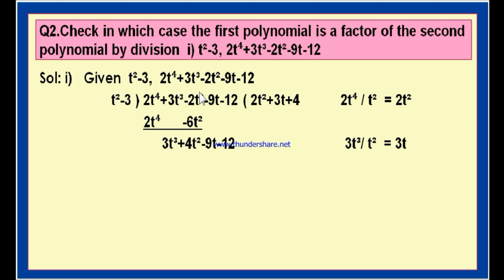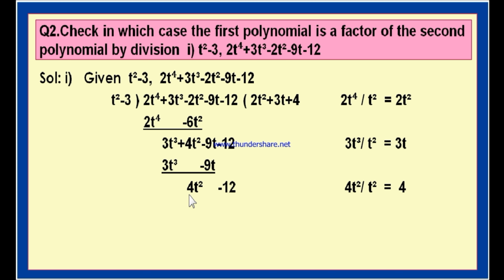3t cube minus 2t square plus 6t square is plus 4t square minus 9t minus 12. This is the new dividend now. Again, divide the first term of the dividend with the first term of the divisor. 3t cube by t square is 3t. You write that 3t in quotient place and multiply all the terms of the divisor with this 3t. 3t into t square is 3t cube. Next 3t into minus 3 is minus 9t. Again subtract. Plus 3t cube minus 3t cube will be cancelled and you have 4t square, and this will be plus 9t and it is minus 9t, both will be cancelled and this is minus 12.